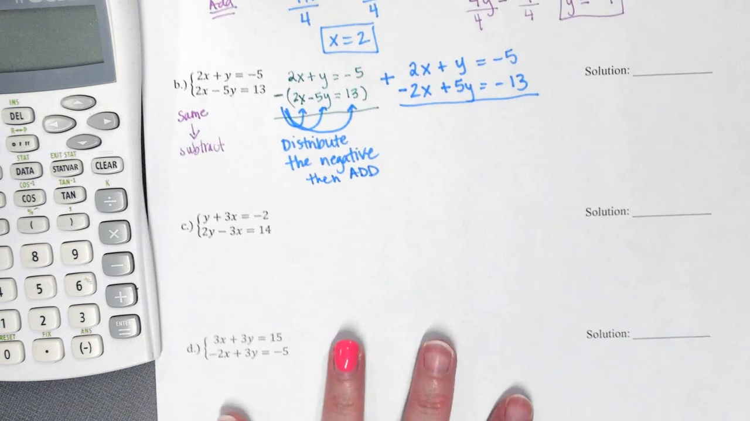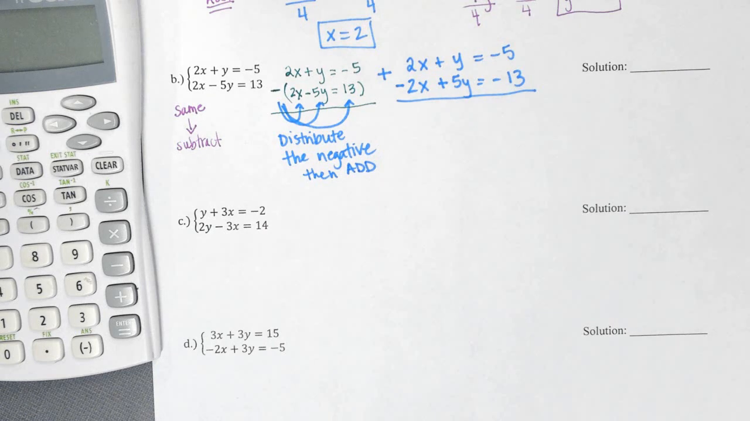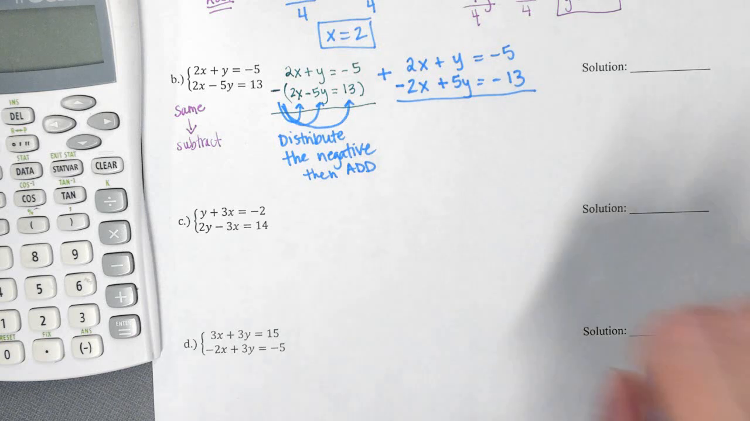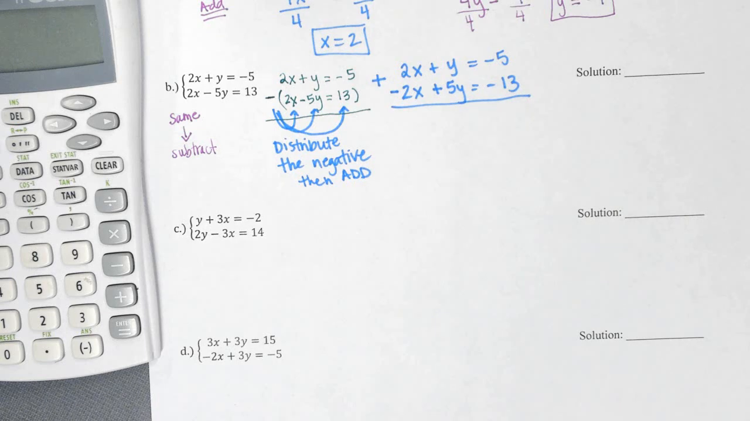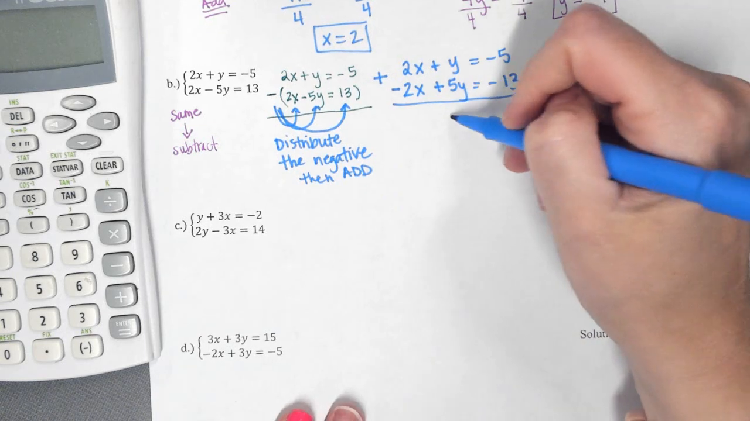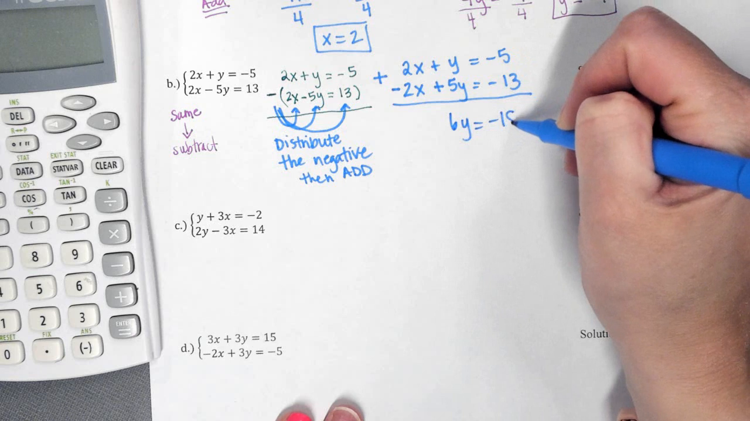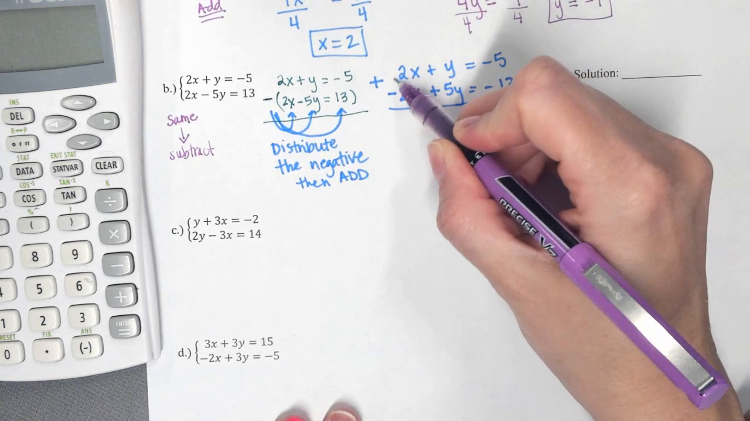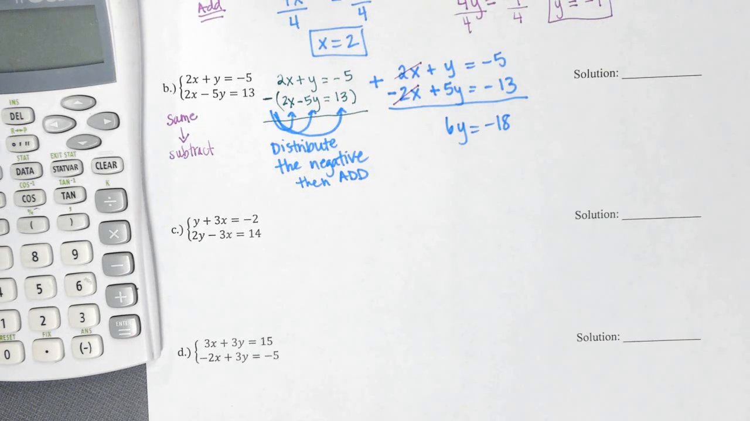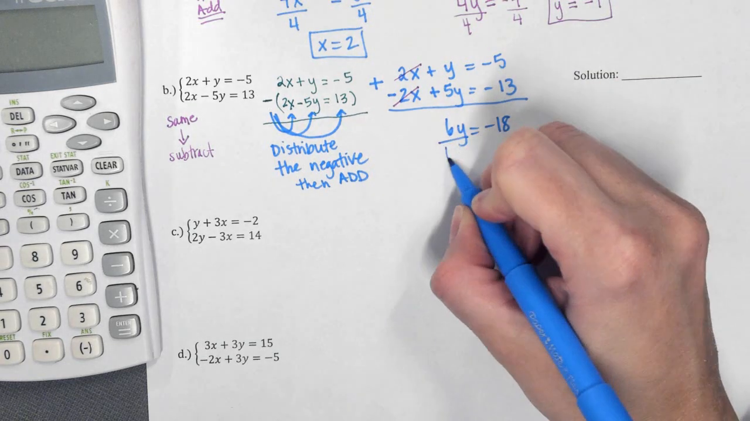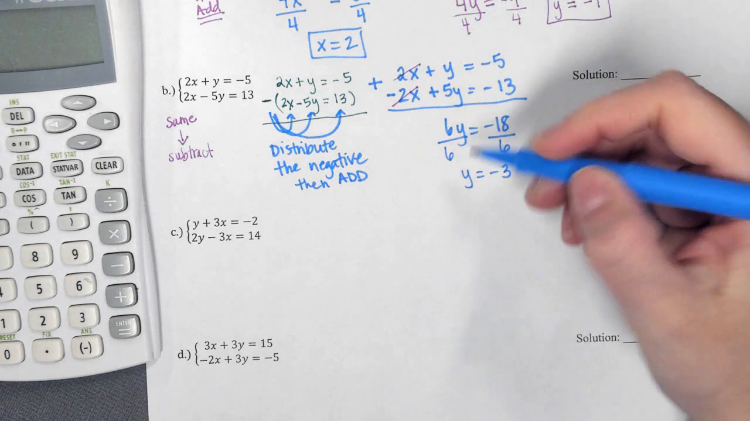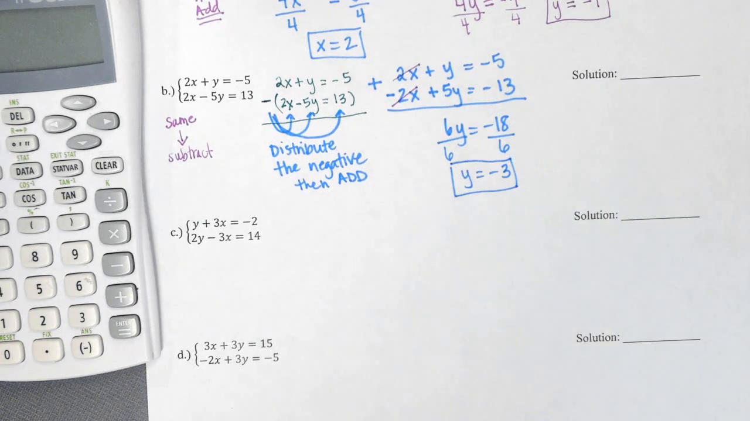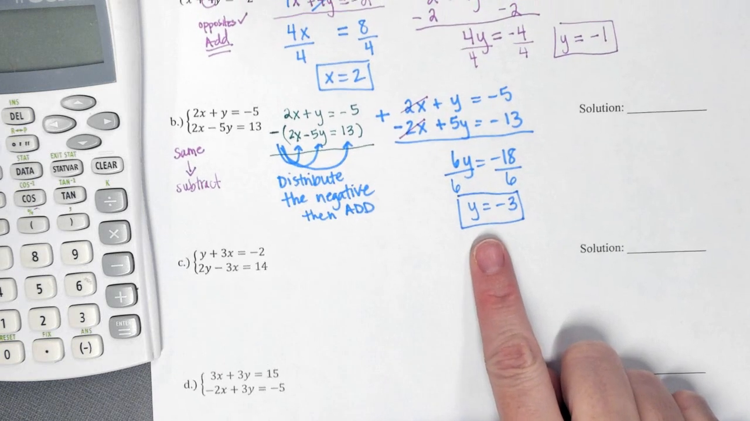Okay, so I'm going to give you a minute to do that. Okay, and then Joey, will you tell me what you got for your equation here when you added straight down? Nice. Okay, and then these made 0, so if you want, you can just cancel them out. And then you divide by 6. So y is -3. Okay, so now we got the y.